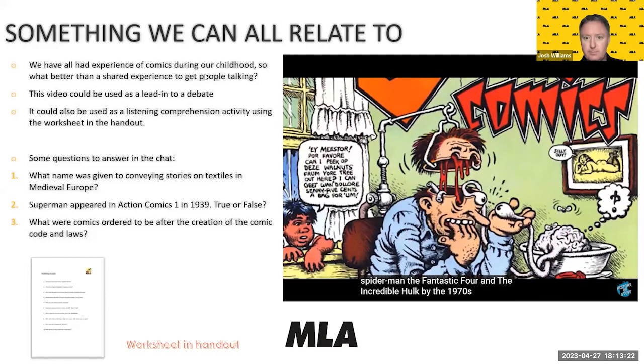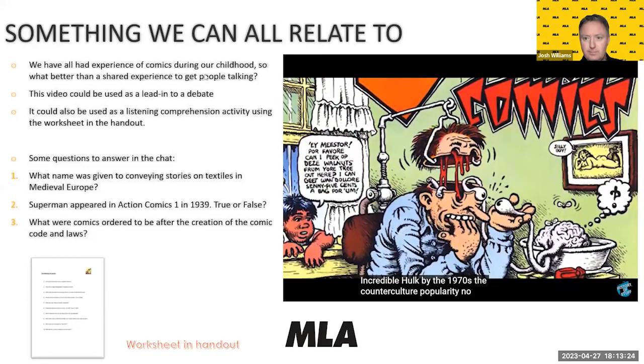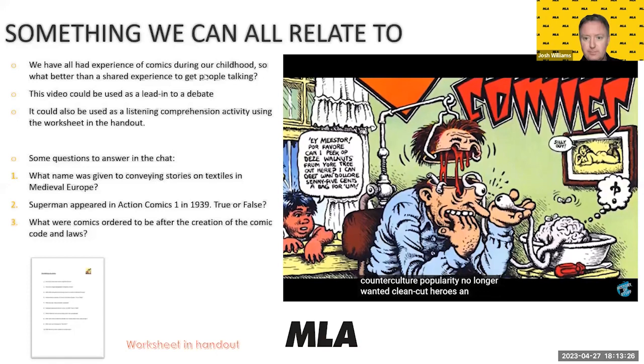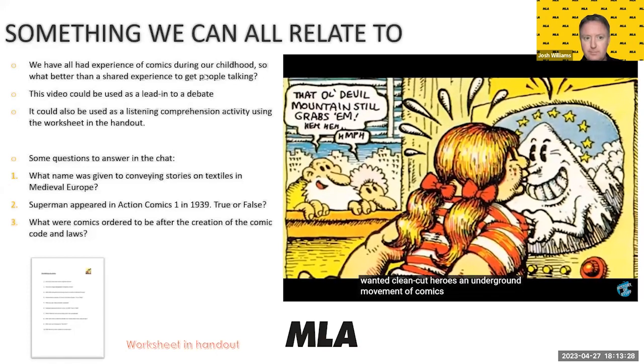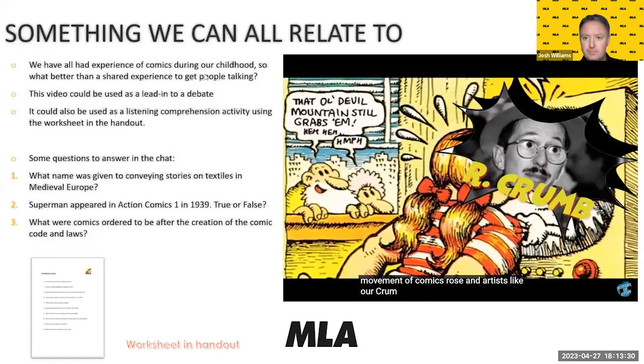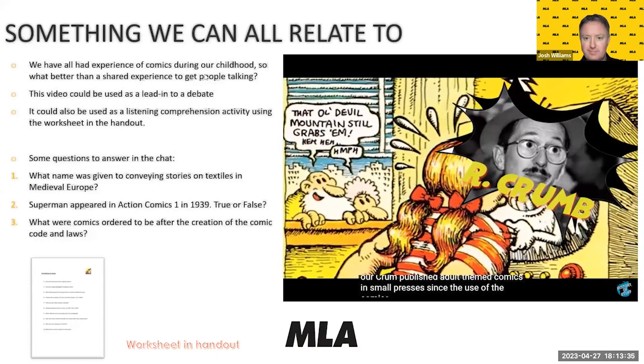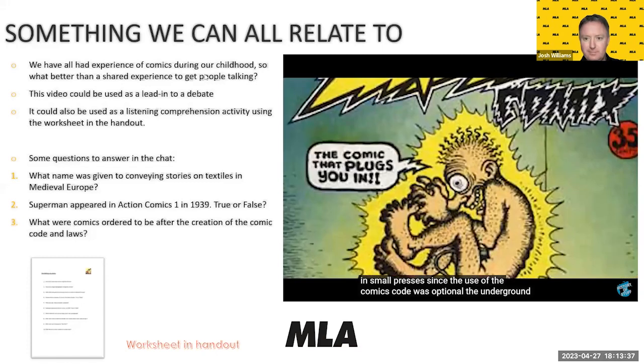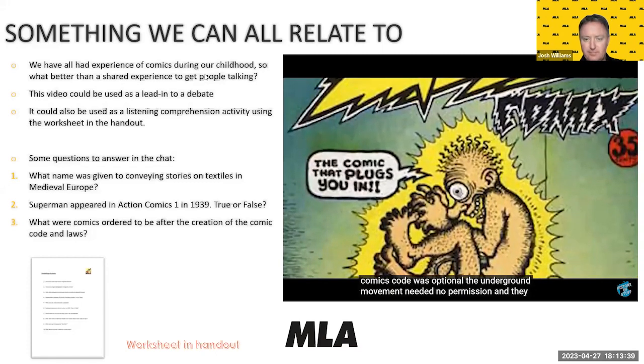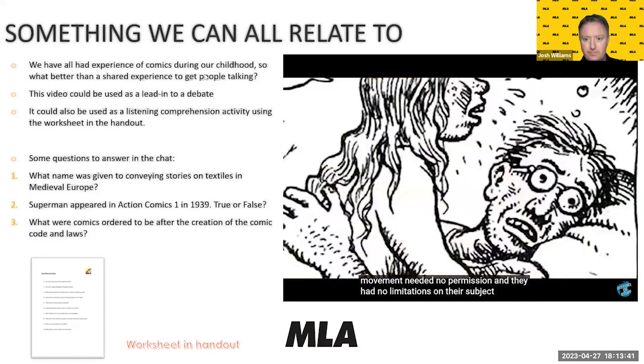By the 1970s, the counterculture popularity no longer wanted clean-cut heroes. An underground movement of comics rose, and artists like R. Crumb published adult-themed comics in small presses. Since the use of the Comics Code was optional, the underground movement needed no permission, and they had no limitations on their subject matters.